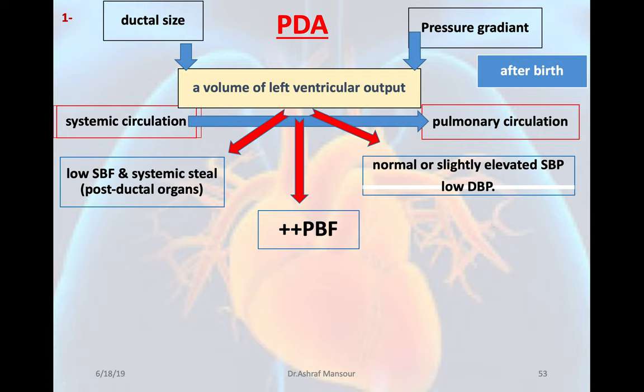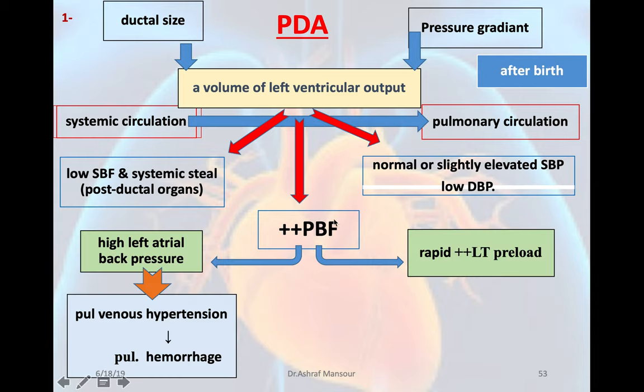So this is the effect. And this initial effect will lead to an increase in the pulmonary blood flow, as we said. So increasing the pulmonary blood flow will cause high left atrial back pressure from the return from the pulmonary veins. So it will be a rapid increase in left preload. At the same time, it will cause pulmonary venous hypertension, which may cause pulmonary hemorrhage, especially if you lost the effect of the PEEP, in case of CPAP or ventilator PEEP.